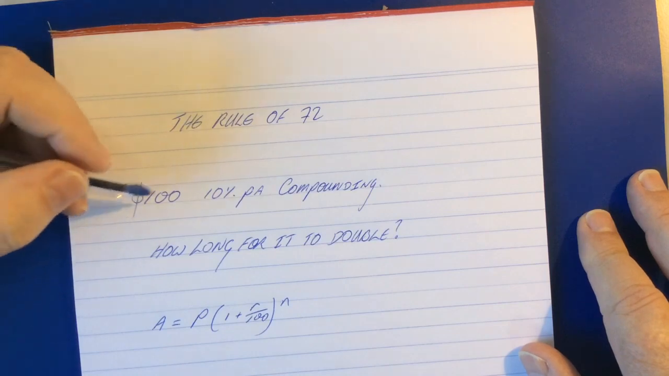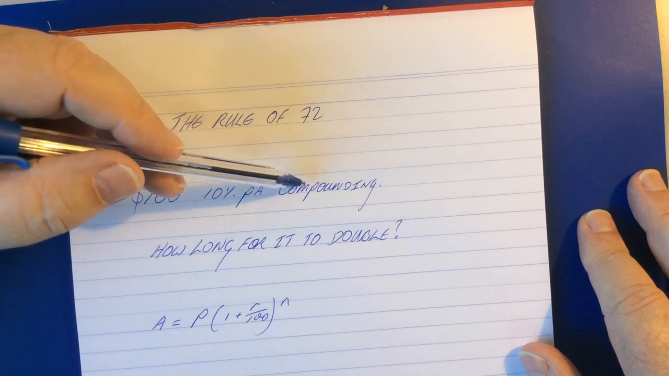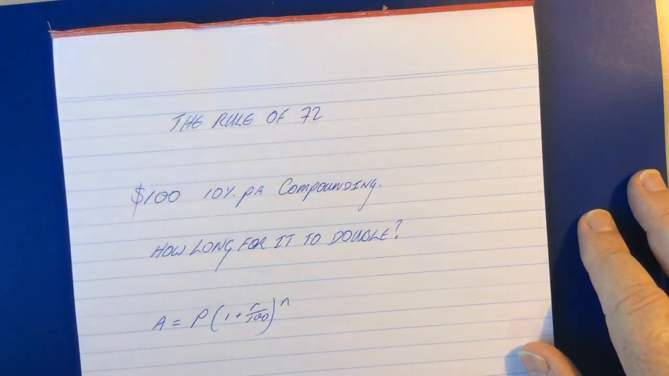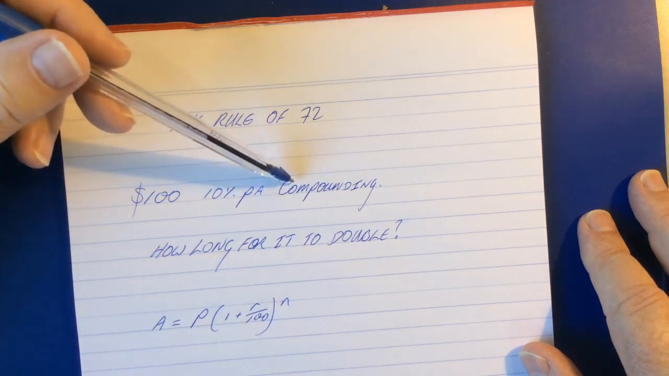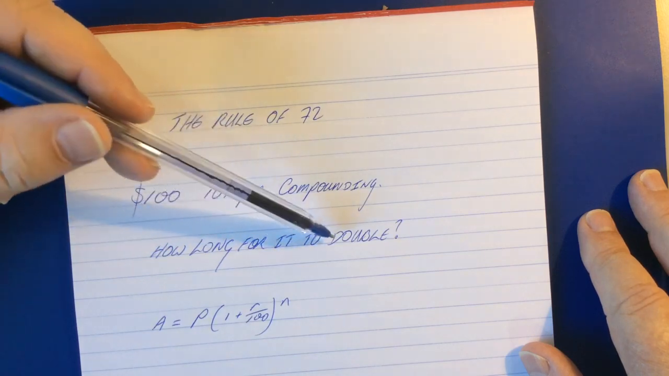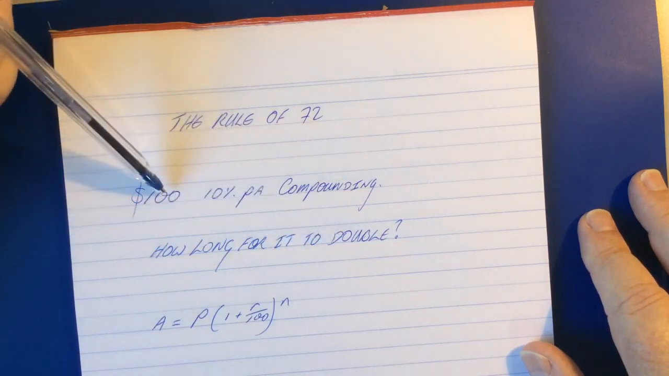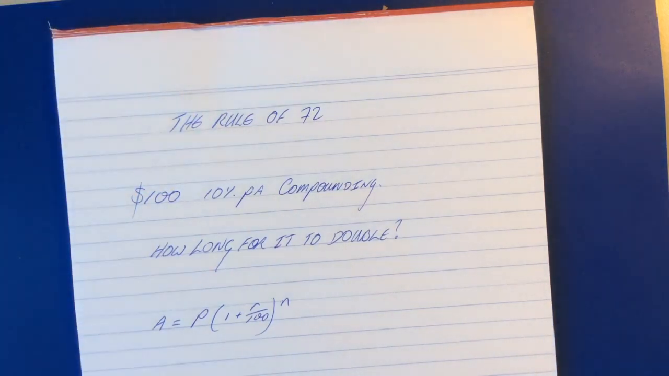We've got $100 and it's invested at 10% per annum, and that is compounding. If you don't know what compounding is, it's probably a good idea to step back from this video and have a look at another one in the playlist that deals with what compounding is. Anyway, we have this, $100, 10% per annum compounding. It's compounding annually, so once a year. And how long is it going to take for that money to double? Now, $100 at 10%, how long will it take for it to double?